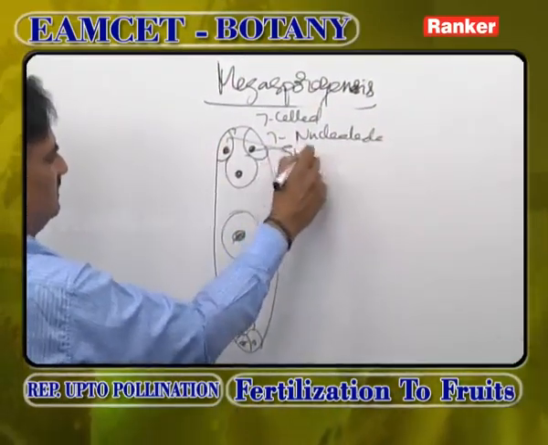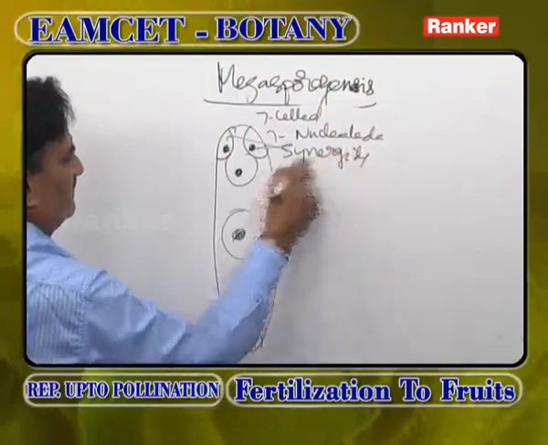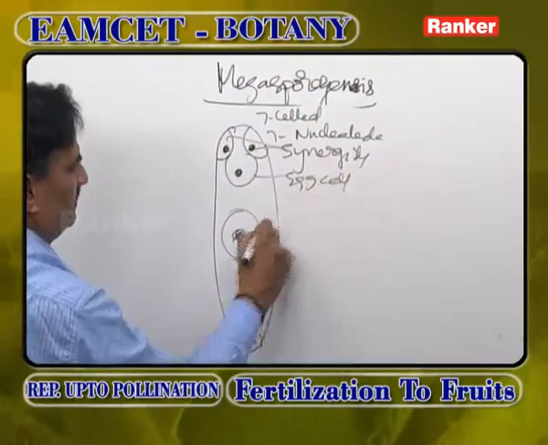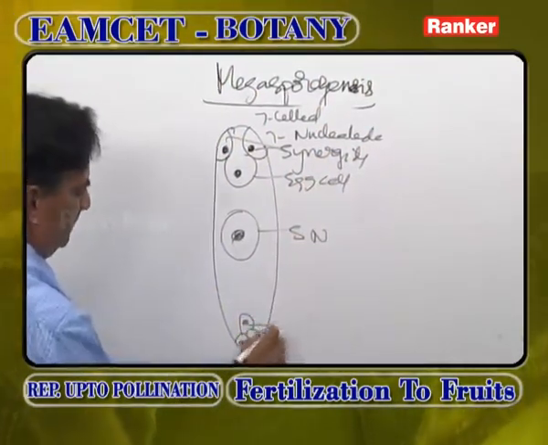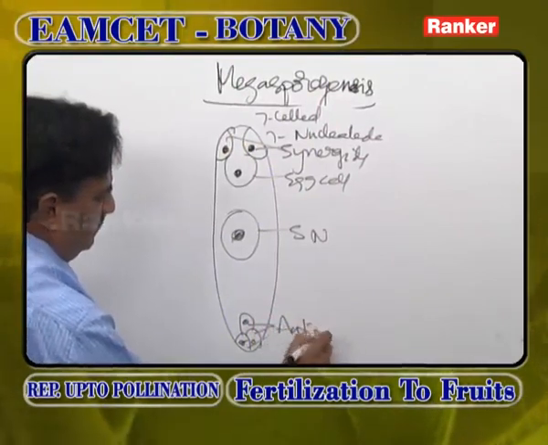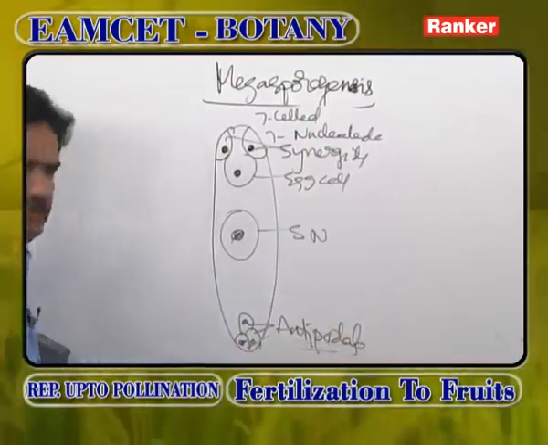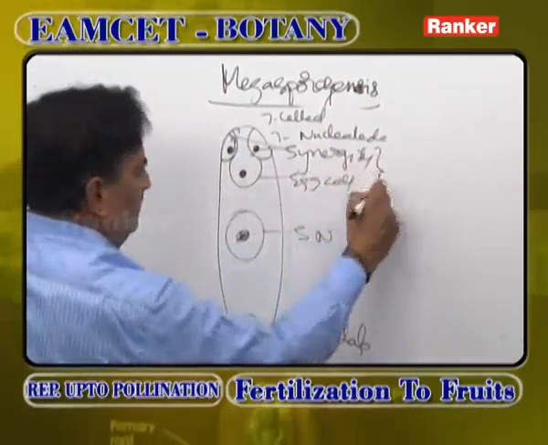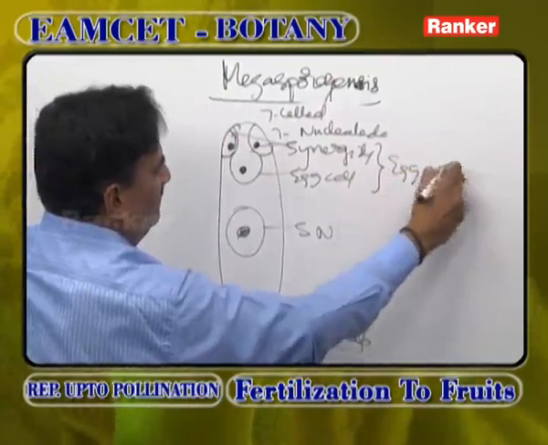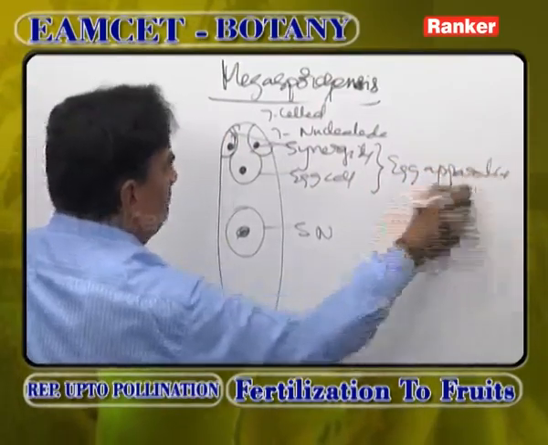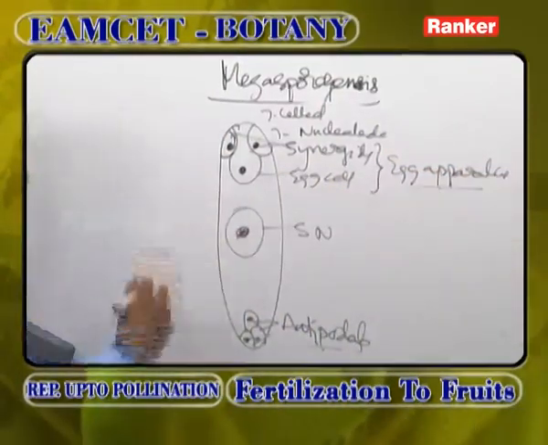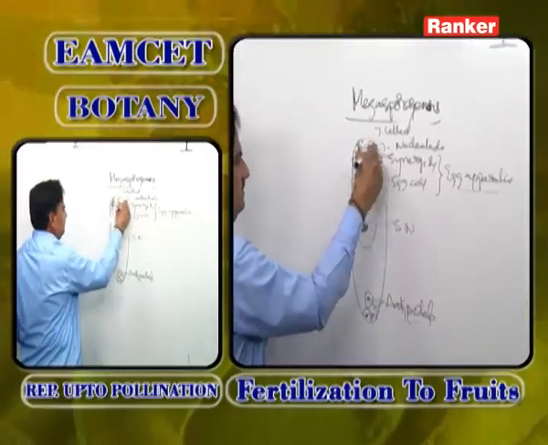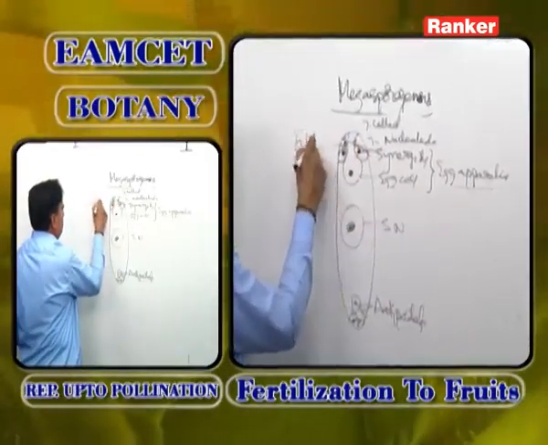These 2 are called synergids. This is called the egg cell. This is called the secondary nucleus, formed by the fusion of polar nuclei. This is called antipodals. Now, the two synergids and the egg cell combinedly are called the egg apparatus. These two synergids contain special finger-shaped structures called the filiform apparatus.